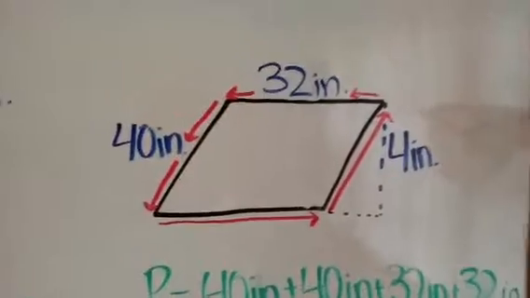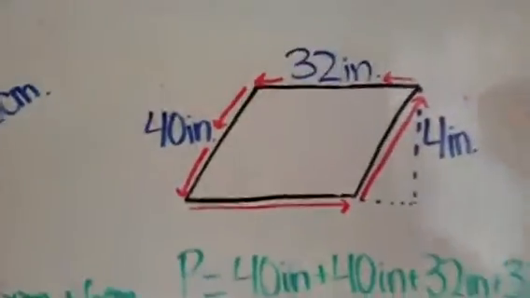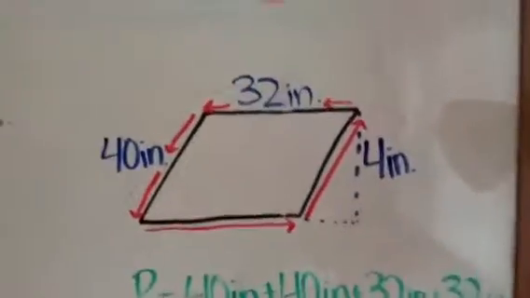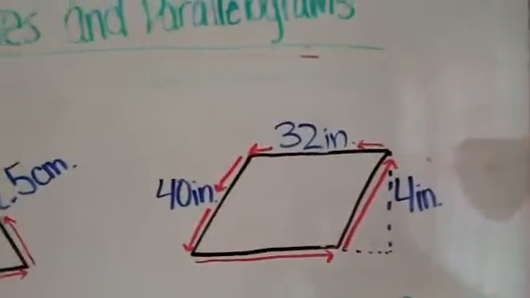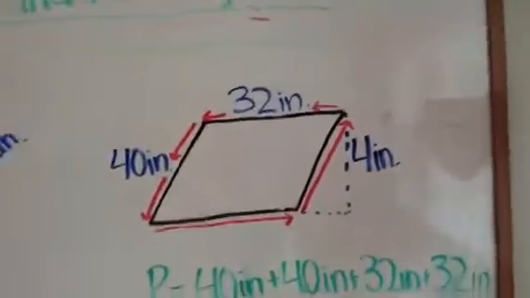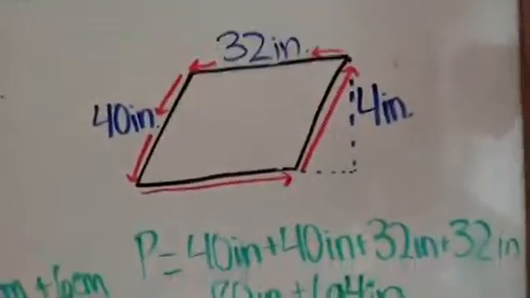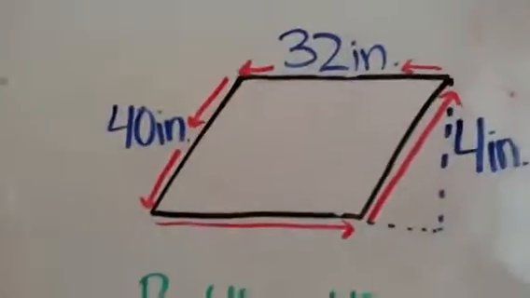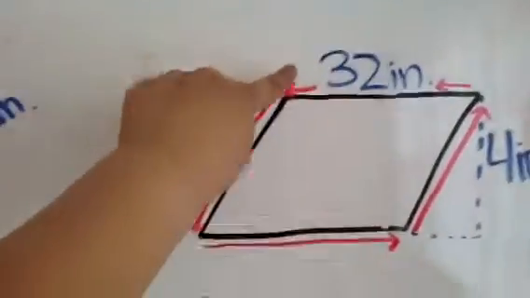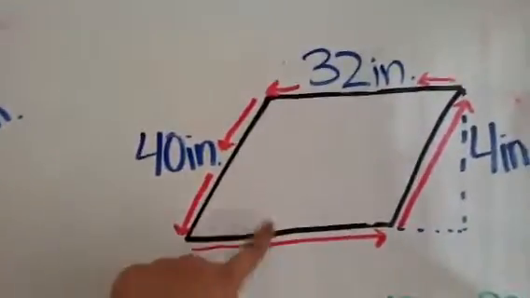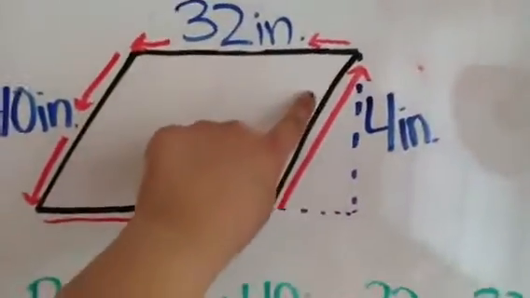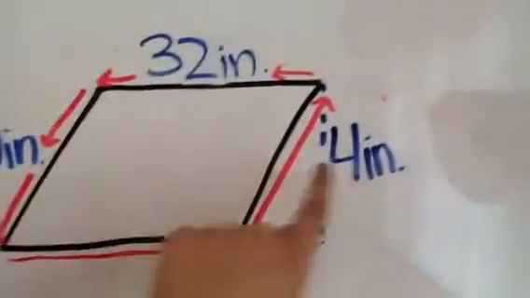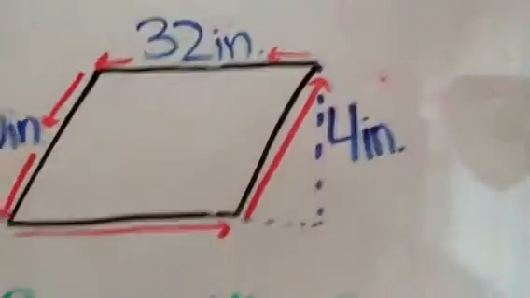So in this case, you're adding up your sides. Even if it doesn't show it, the sides are not all equal, but the 32 on the top, on the bottom as well, is 32. This 40 over here, along this side as well, is 40 inches. Don't confuse it with the height, which is 4 inches.